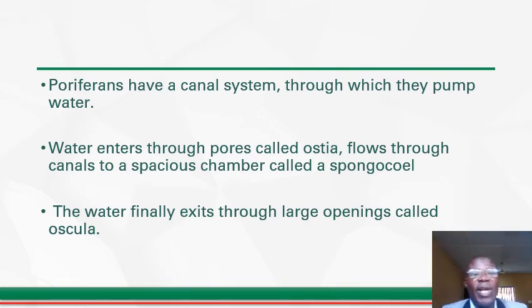And the water will enter through the pores. Remember, we said they have pores all over their body, and those pores are called ostia. So when the water flows through all these canals to a spacious chamber, it is that chamber that we call the spongocoel. The water will be pumped through them, and then finally exit through the large opening called the osculum, as we can see in the structure of the hydra that we just passed in the last slide.